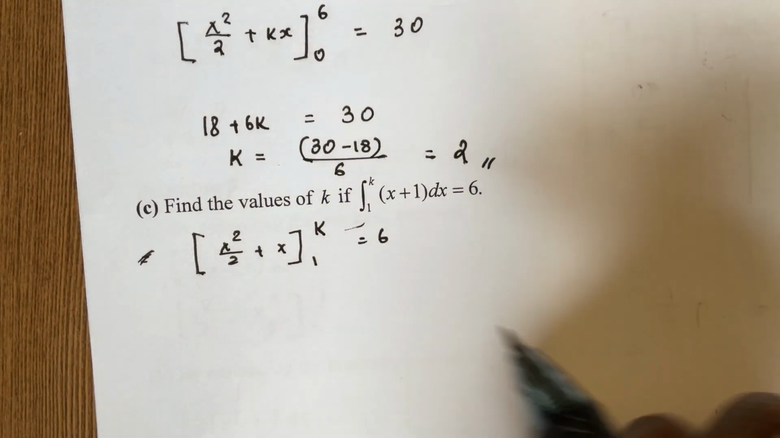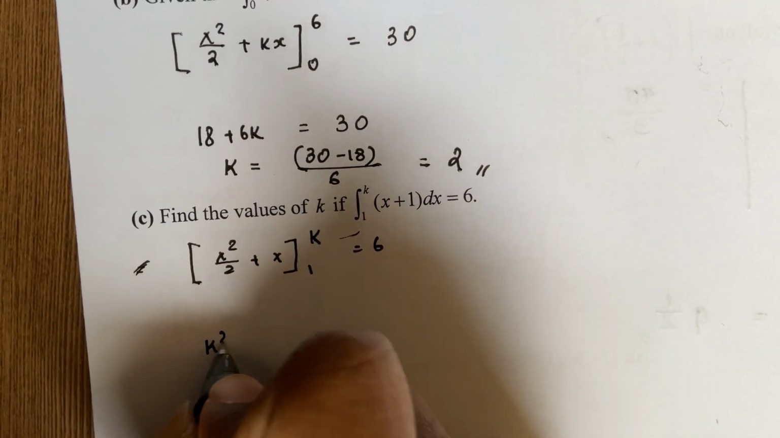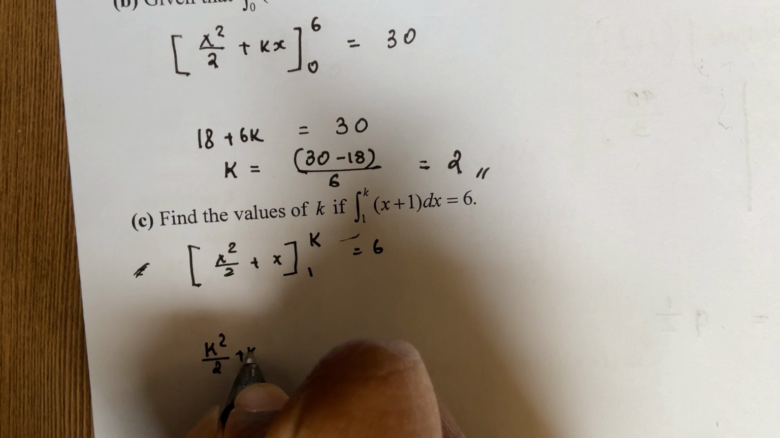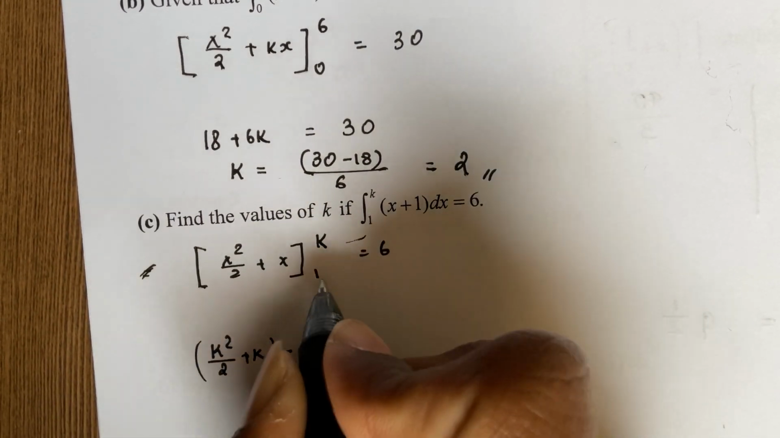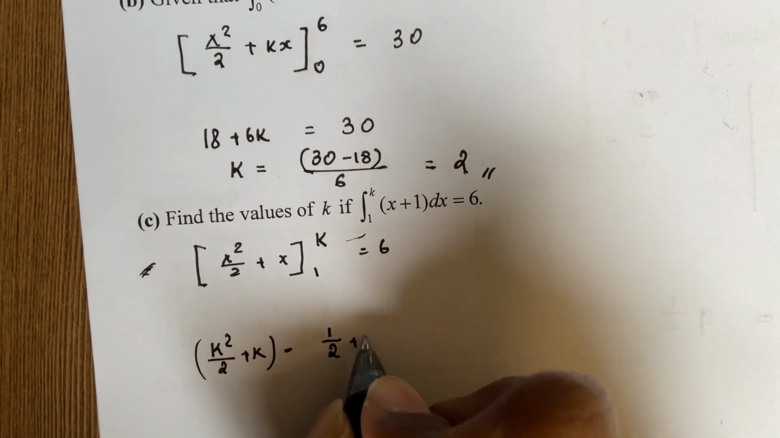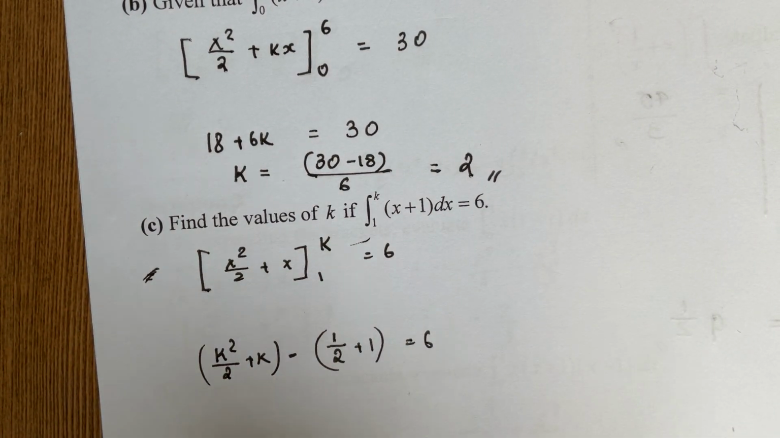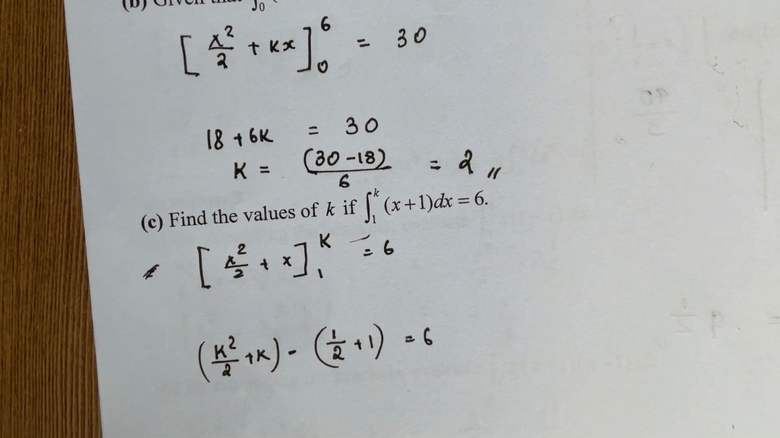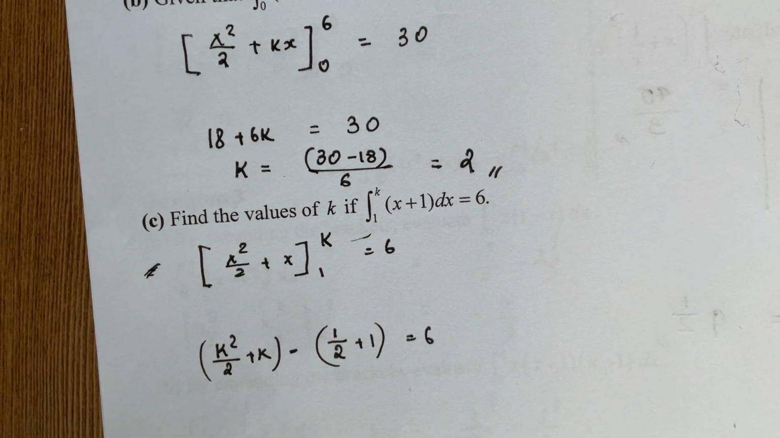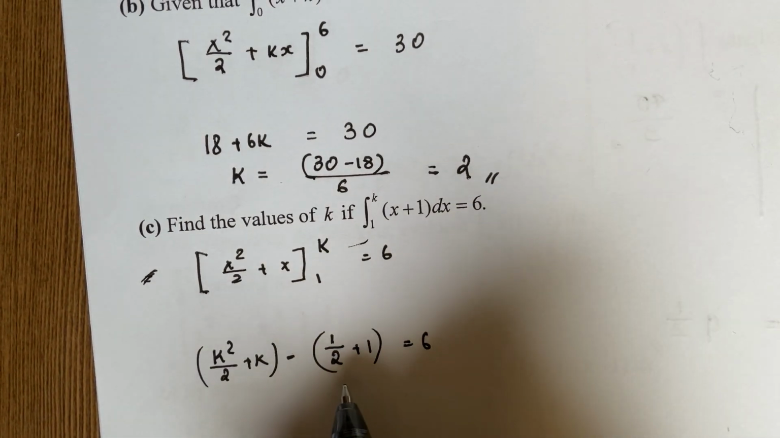it from the 1. Okay, so when we sub in the k, it's going to be k squared on 2 plus k minus, you're going to sub in the 1 too, 1 over 2 plus 1 is equal to 6. Now, what do we know? We know 1/2 plus 1 is equal to, of course, 3/2. Let me just double check that. Yes, 3/2.